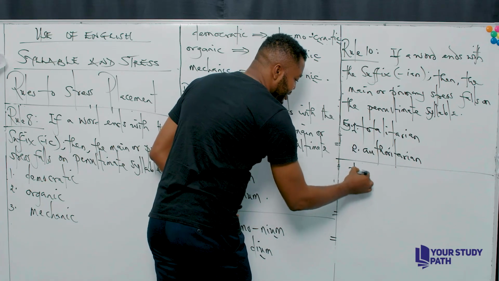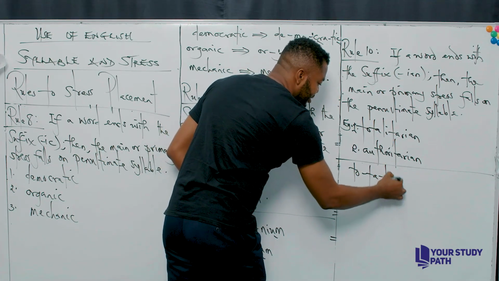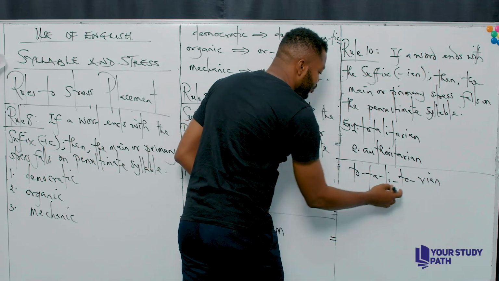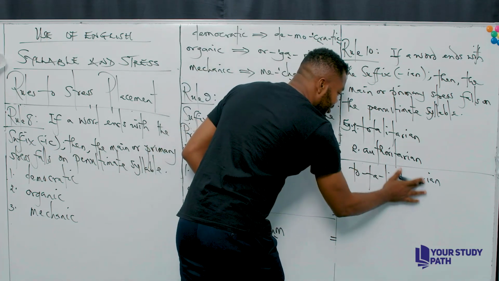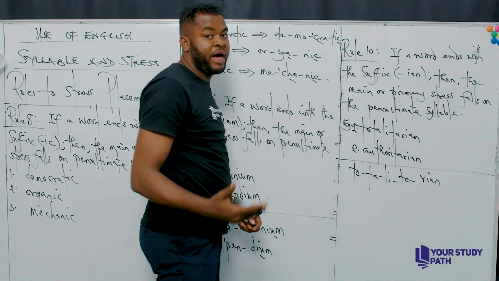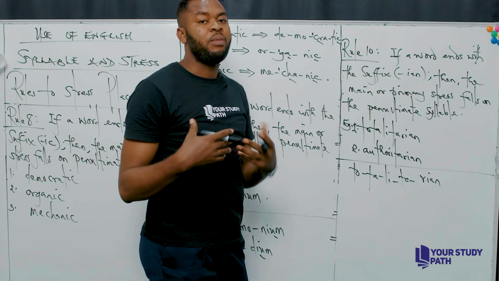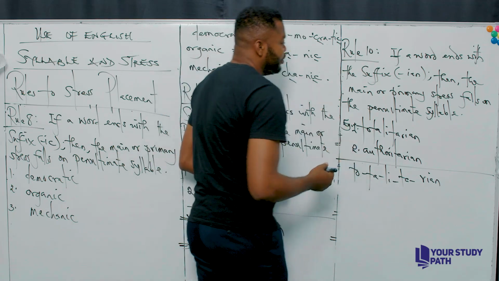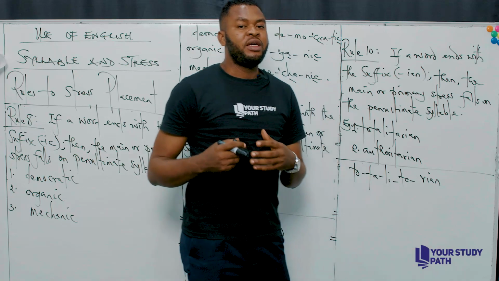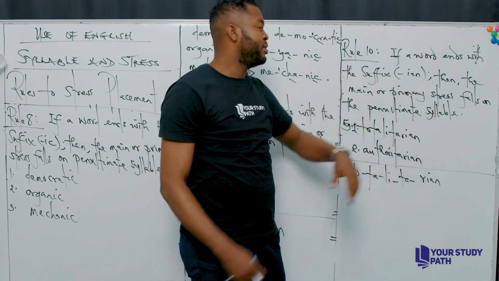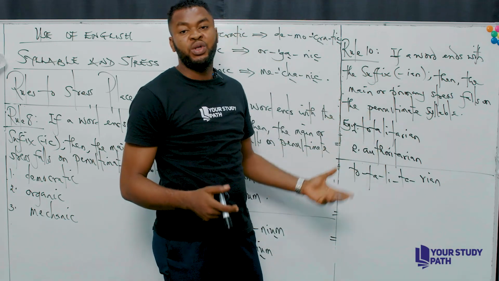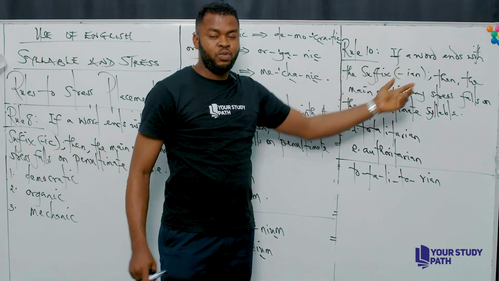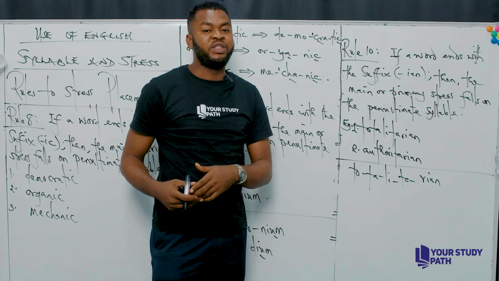So we have totalitarian as T-O hyphen, T-A hyphen, L-I hyphen, T-A hyphen R-I-A-N. So you have 1, 2, 3, 4, 5. Easy, right? This is 5 syllables, and the 5 syllables represent a polysyllabic word. Did you get that? And the rule states that if a word ends with the suffix I-A-N, then definitely the main or primary stress will fall on the penultimate syllable. So 90% of English words that end with the suffix ian would always take stress on the second to the last syllable, which is the penultimate syllable.